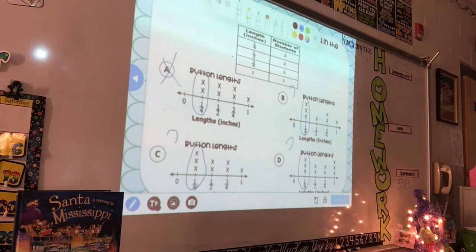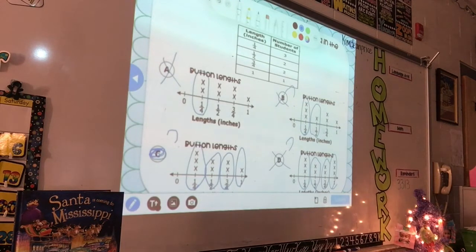Yes. Alright, so we're down to 3 of them. Let's move to the next one. Half. Does this one have 2? No. Mark it out. Does this one have 2? Yes. Alright, gotta move to the next one. 3/4. Does this one have 2? Yes. Gotta move to the next one. 1. Does this one have 1? Yes. Does this one have 1? No. Mark it. So you should have gotten C.